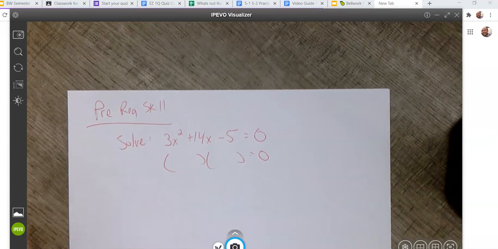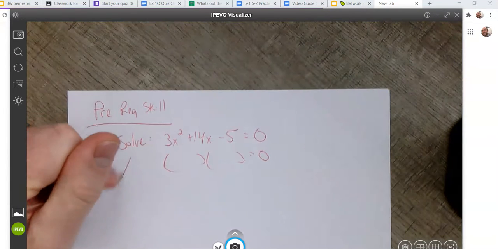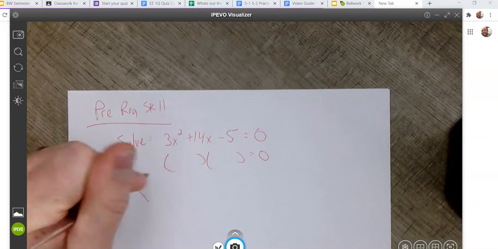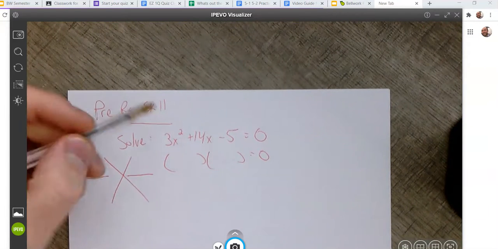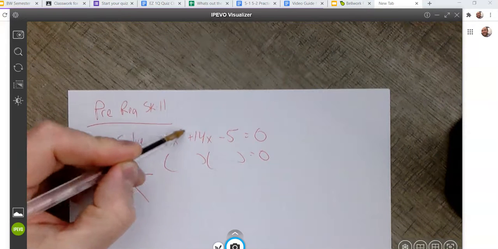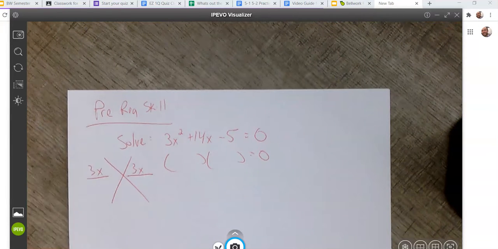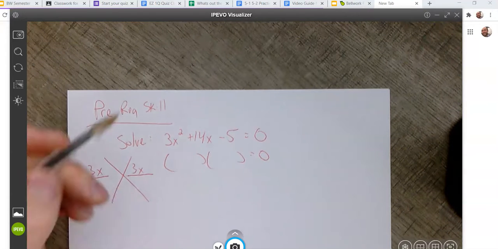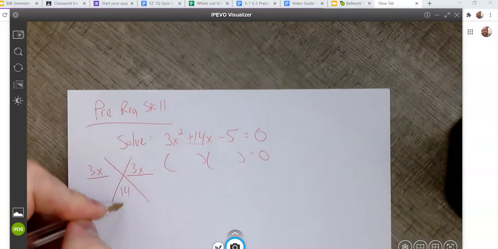How I teach this is called using the x method. We use the x method to factor quadratics. We start by drawing an x, and we draw two little fraction bars. In the top of the fraction bars goes whatever the quadratic term is, minus the squared. So we're just going to do a 3x and a 3x. Easy enough. Then we put the middle number, the linear coefficient, here in the bottom.